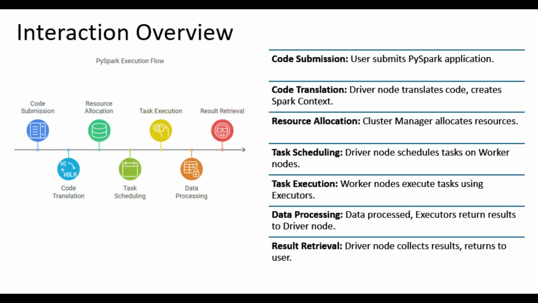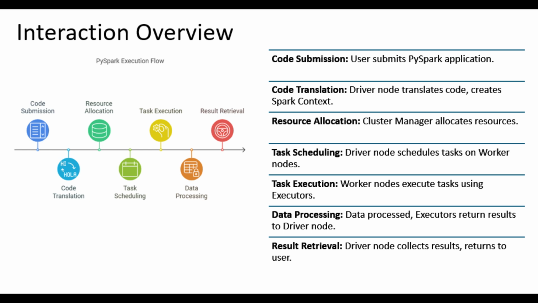Let's dive into PySpark's execution workflow in simpler words. Step 1. Code submission. The user submits a PySpark application. Step 2. Code translation. The driver node translates the code and creates a Spark context. Step 3. Resource allocation. The cluster manager allocates resources for execution. Step 4. Task scheduling. The driver node schedules tasks on worker nodes.